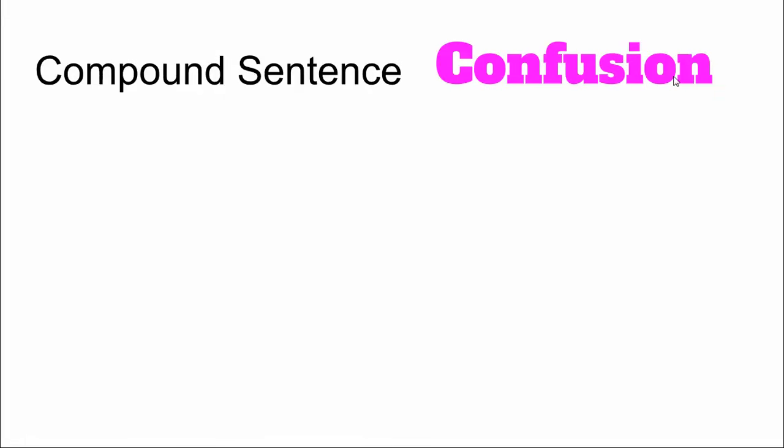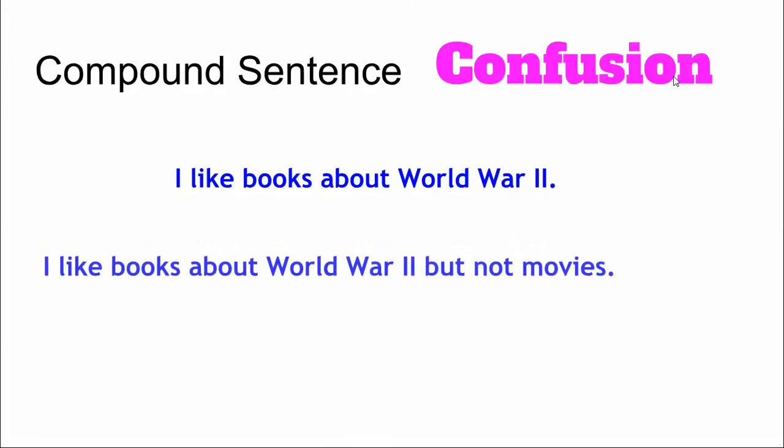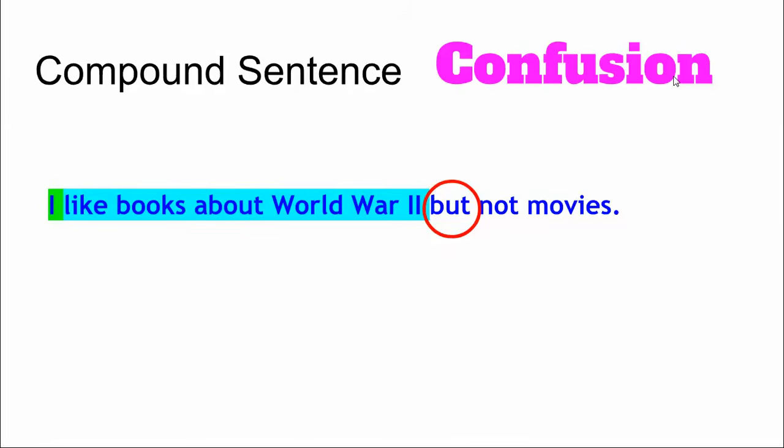Okay, let's try this sentence. I like books about World War II. I like books about World War II, but not movies. There's our fanboy. And on the left-hand side, I see a subject, I, and I see a predicate, like books about World War II. But on the right-hand side, I don't. I see two words, not movies. I don't really see a subject. I don't really see a verb. So it's not equal on both sides.